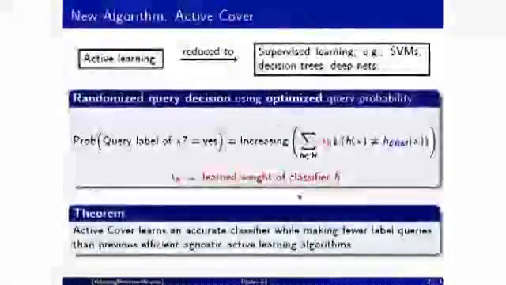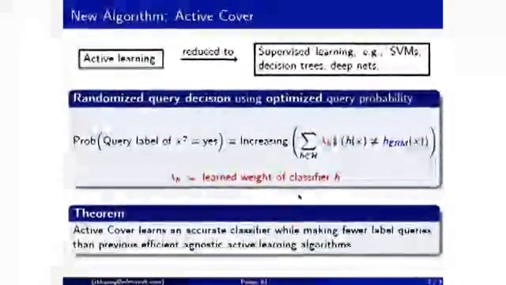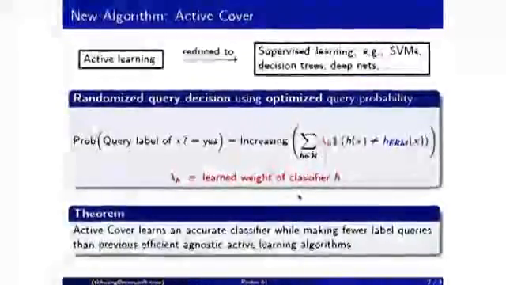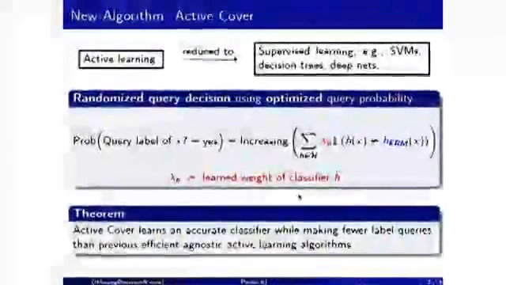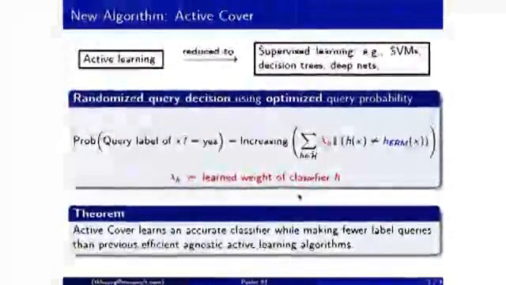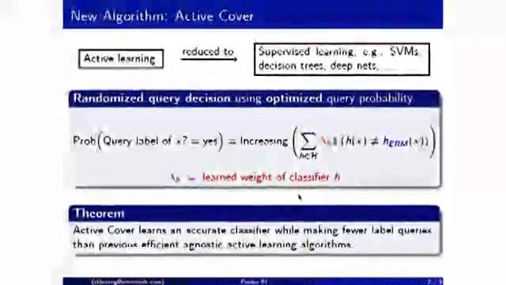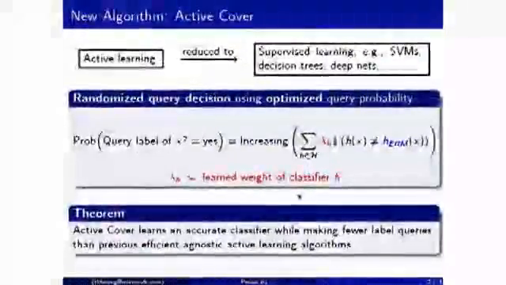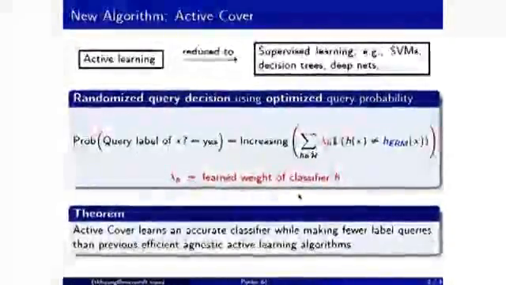As a result, the query probability has the following form. So suppose we choose a set of classifiers H, say linear classifiers. The query probability is an increasing function of a weighted count of all classifiers in H that disagree with the ERM classifier on X. The ERM classifier is the one that minimizes the training error on all the data the algorithm has seen so far. Both the exact functional form and the weights are learned through optimization. A nice property about this is that more disagreement on X means a higher chance of querying its label.